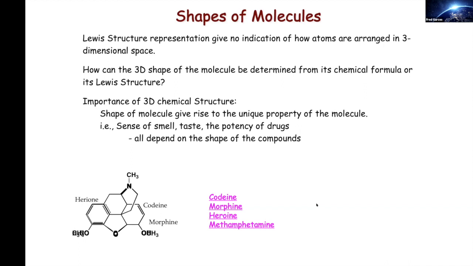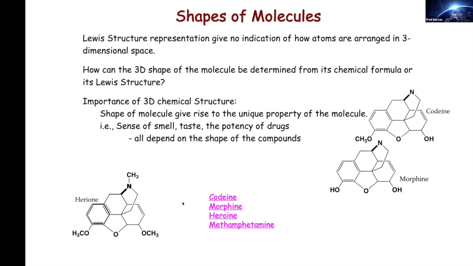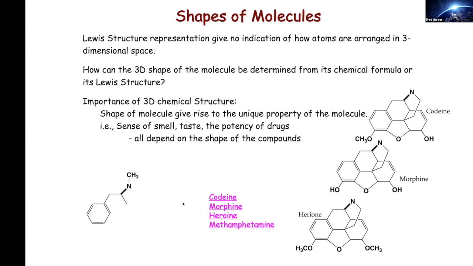You might think that there's just one chemical in the bottom left, but in reality, if we take a look at this, you see that that right there is the molecular structure of codeine. That right there is the molecular structure of morphine. And that right there is the molecular structure of heroin.